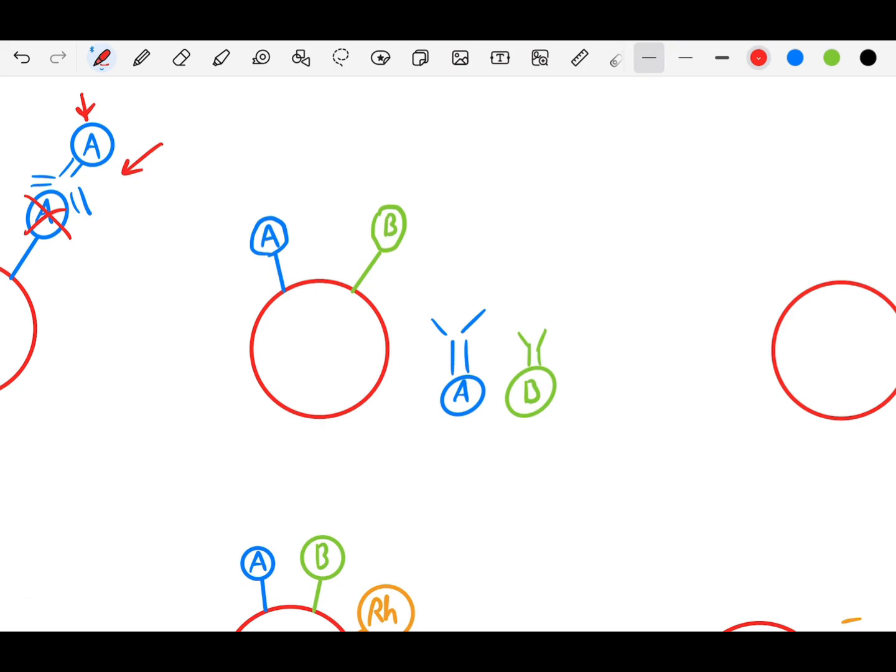Now, this is someone who has type AB blood. So what that means is they have both the A antigen and the B antigen expressed on the surface of the red blood cells. But also, what someone with this blood type can tell you is that if they have type AB blood, it means that their body is not producing either the anti-A antibody or the anti-B antibody.